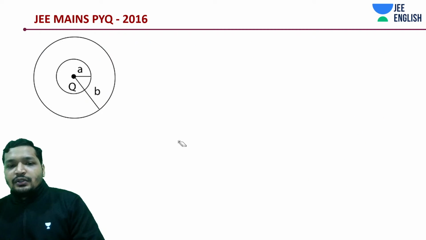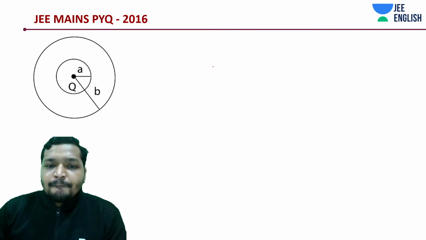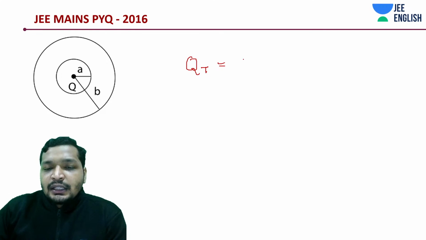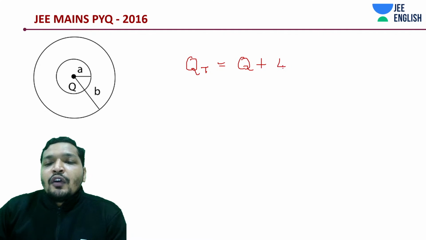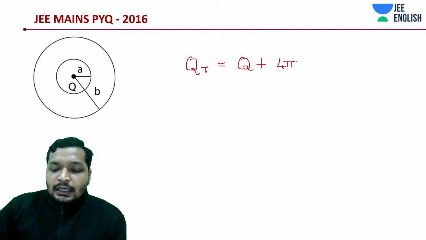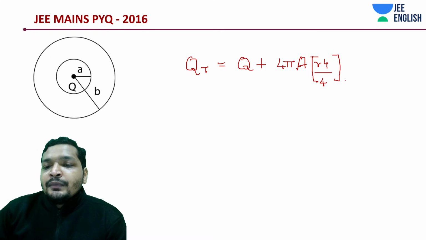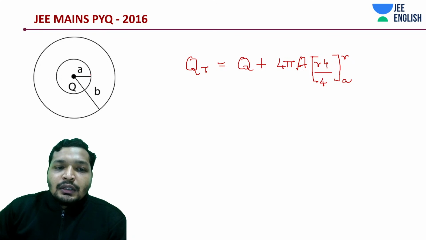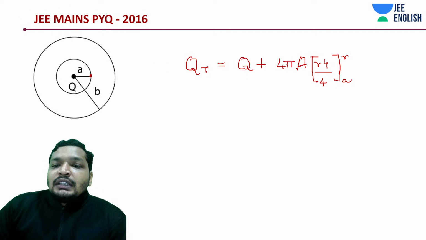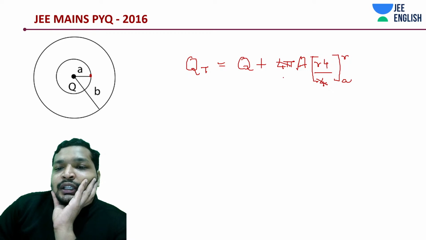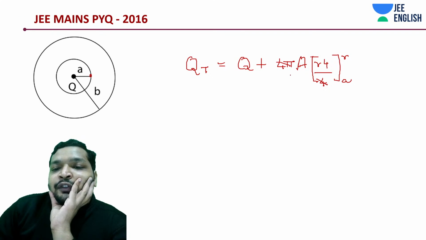All right, let's carry on. So the Q total would come out to be something like this, the same thing that we have written earlier, Q plus of 4 pi into 4 pi A into A is a constant, and integration of R cube dr is going to be R to the power 4 by 4, and this would go from A to R. That's important. That is it. End of the story, I guess. So 4 and 4 would get cancelled out, and this would be from A to R.